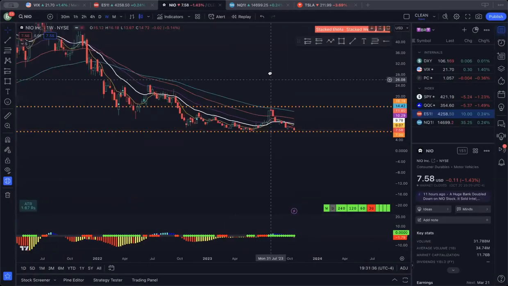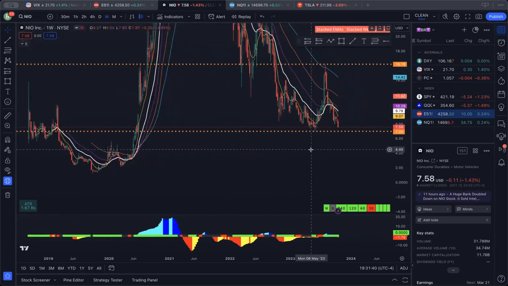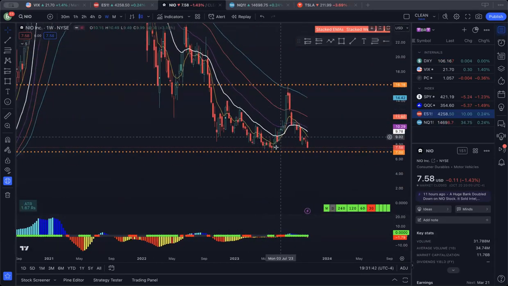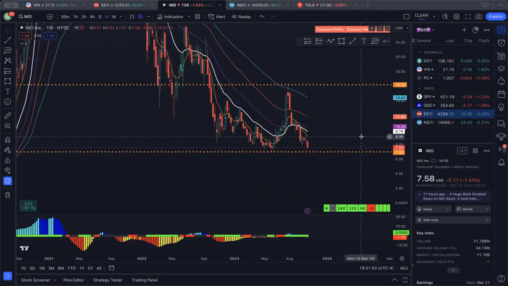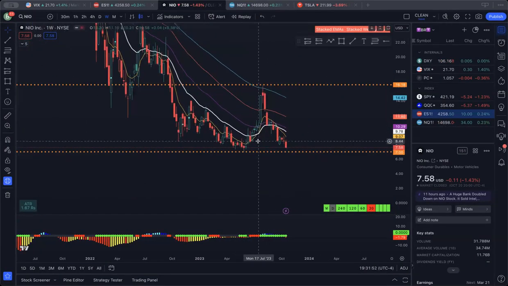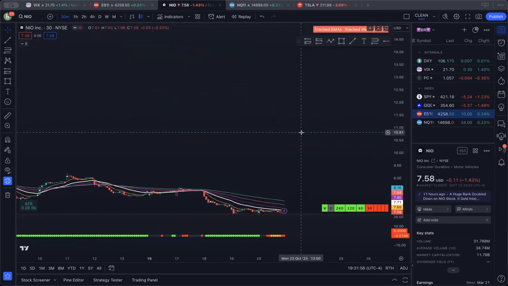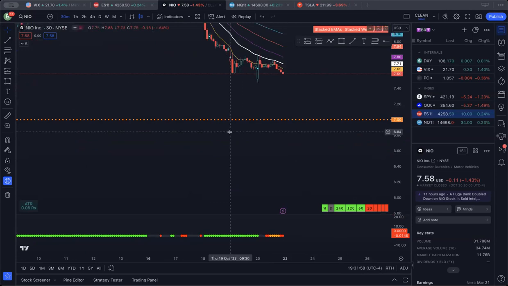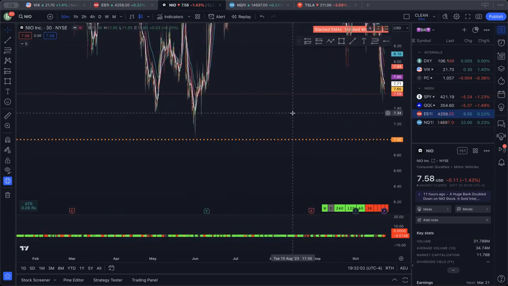NIO, I'd like to play with a squeeze. You know, I prefer to play squeeze plays. So I would like to play it with a squeeze. It doesn't have one. You can play this 30-minute one. Yeah, I'd play this 30-minute squeeze here and go to this 7.34 area.